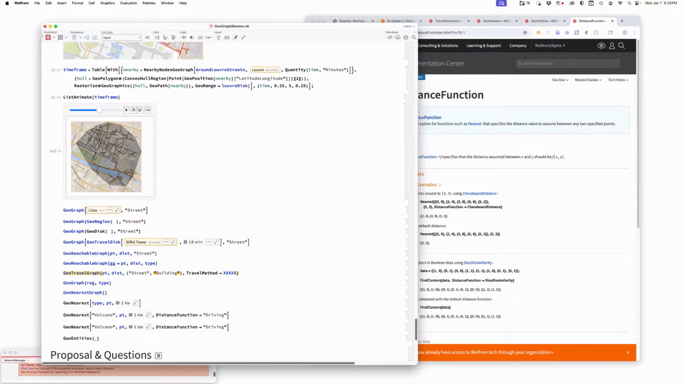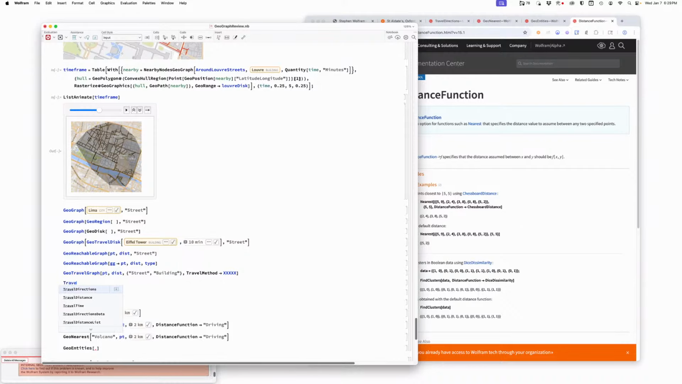Probably not. I mean, this could also be a TravelGeoGraph, and then it becomes one of the travel family, and it returns a GeoGraph. That's not a bad idea.